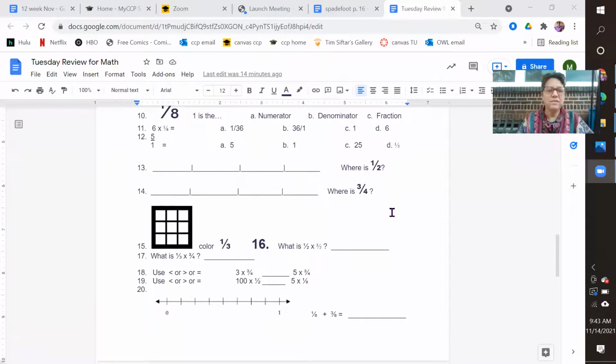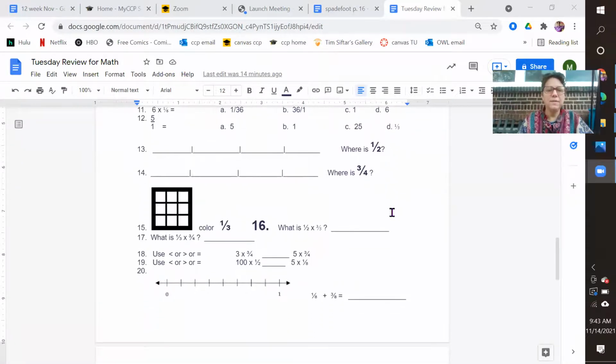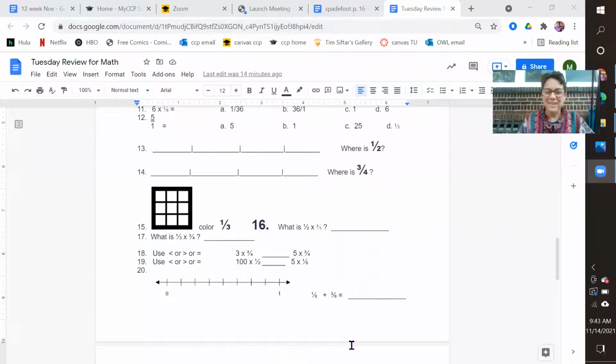Number 12. Almost done. Are you happy? Okay. Sorry. Number 12. All right. 5 over 1. 5 over 1. What is that? Is it 5? Is it 1?